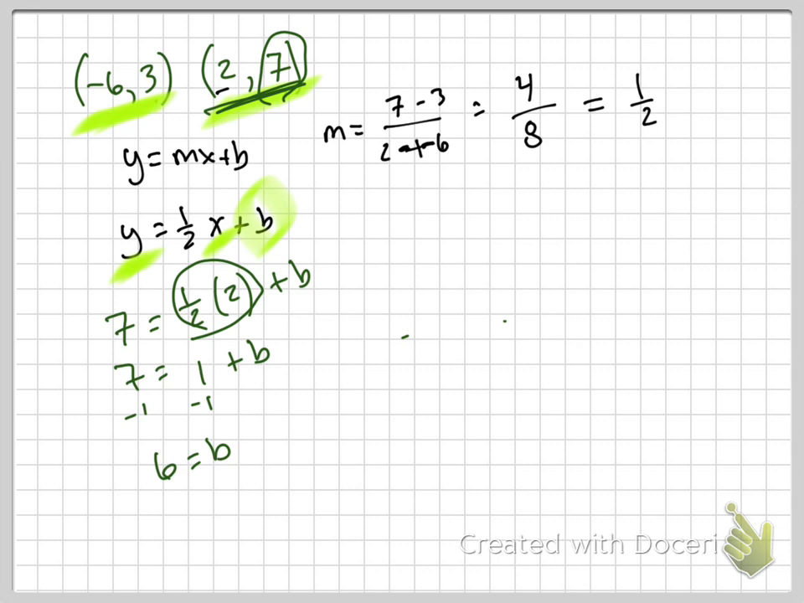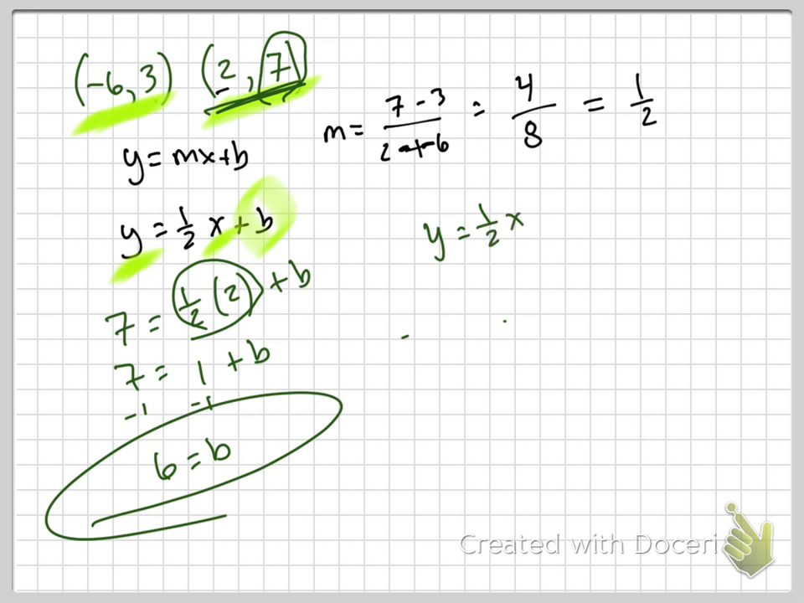And here's the issue I have with doing it this way. You'd be amazed on a test or a quiz how many times the directions say write the equation for the line, and this is what I get for an answer. Did you answer the question? No. The answer is y equals 1 half x plus 6. That's the answer.